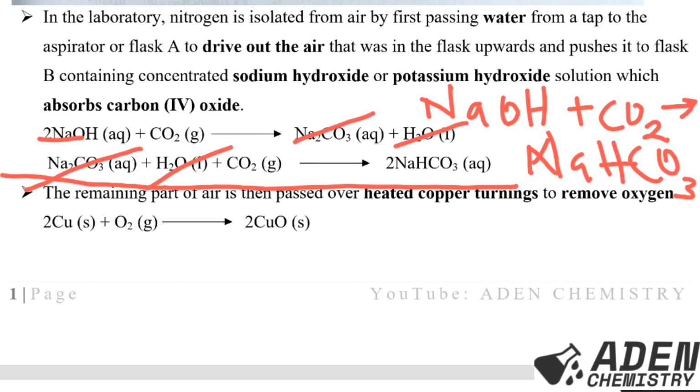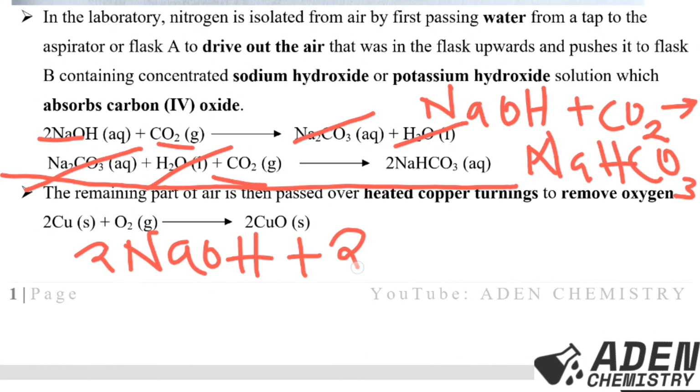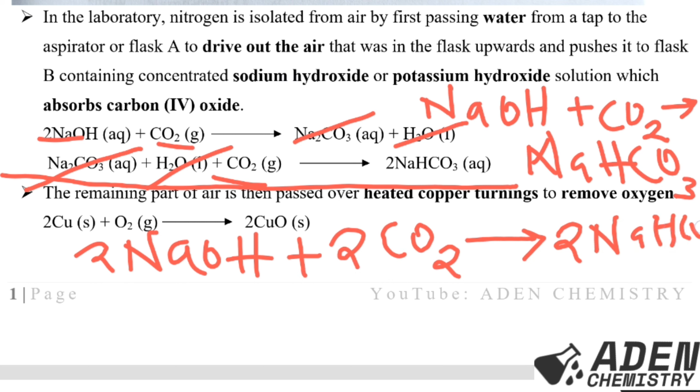So what remains will be 2 moles of sodium hydroxide plus carbon dioxide on the reactant side, and another carbon dioxide on the reactant side. That's 2 moles of carbon dioxide, which is a gas. Then we are going to get 2 moles of sodium hydrogen carbonate. As you can see, each side has a common factor, which is 2. So we divide by 2 everywhere. So the overall reaction will be 1 mole of sodium hydroxide reacting with carbon dioxide, giving us 1 mole of sodium hydrogen carbonate.